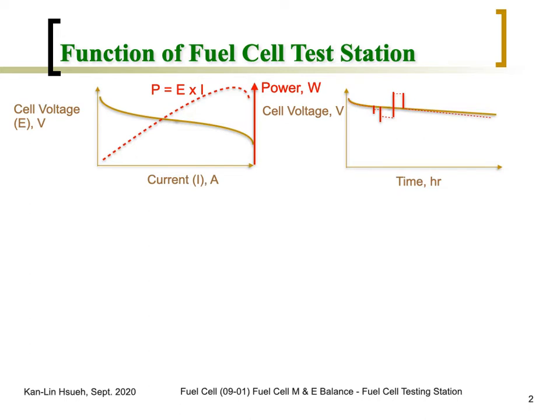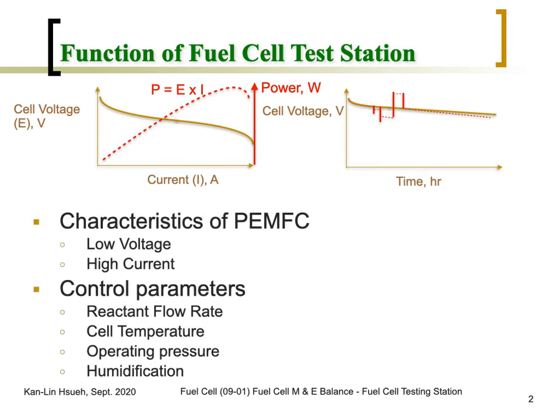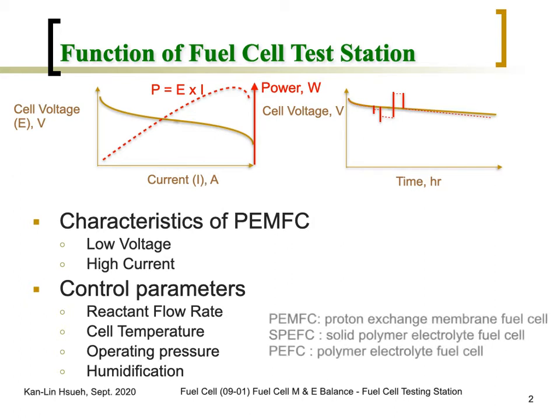For the fuel cell, we may want to know the characteristics of the fuel cell and its control parameters. Usually, we can use the PEMFC as an example here. The PEMFC is called the proton exchange membrane fuel cell. Sometimes in the early literature, somewhere in the 1970s, it's called SPEFC, the solid polymer electrolyte fuel cell. In the 80s, it may also be called PEFC, polymer electrolyte fuel cell. They all talk about the same fuel cell, the fuel cell with Nafion as a separator.